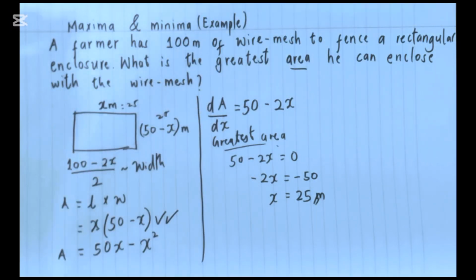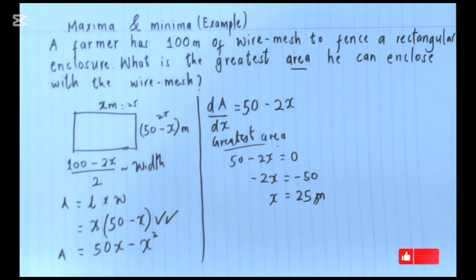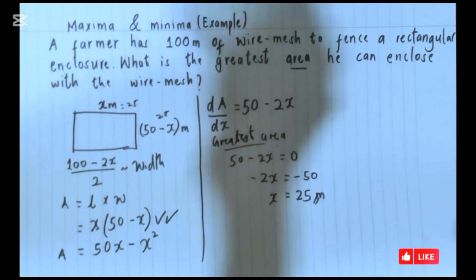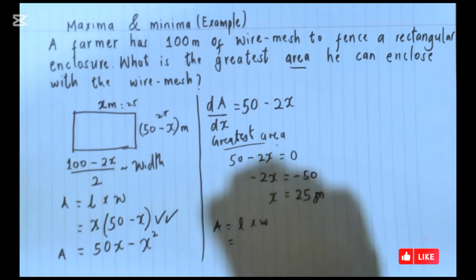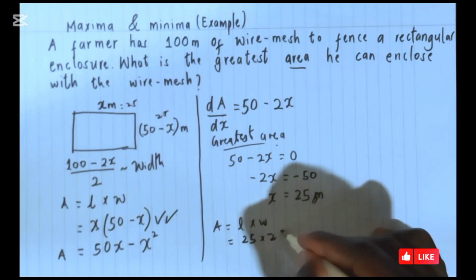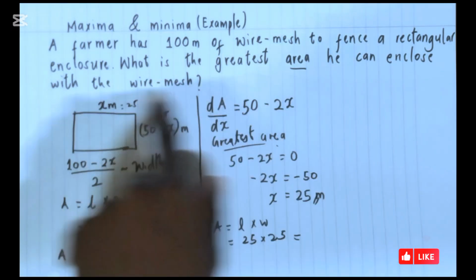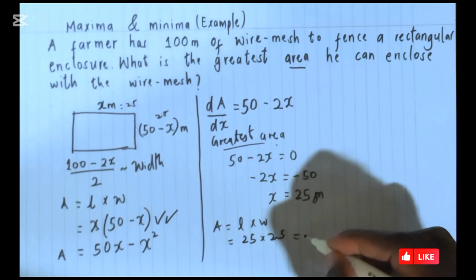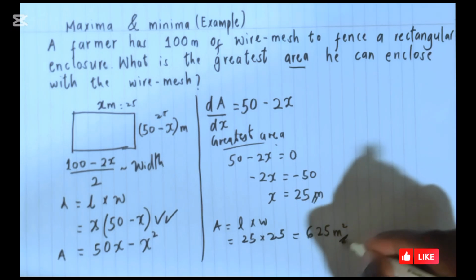Anyways, we have found the value of x, and it is going to give us the greatest area that is going to be enclosed by the wire mesh. Of course, we know that area equals length times width. We have our length as 25, and our width we've also found to be 25. And so the greatest area that can be enclosed by the wire mesh will be 25 times 25 meters, which is 625 square meters.